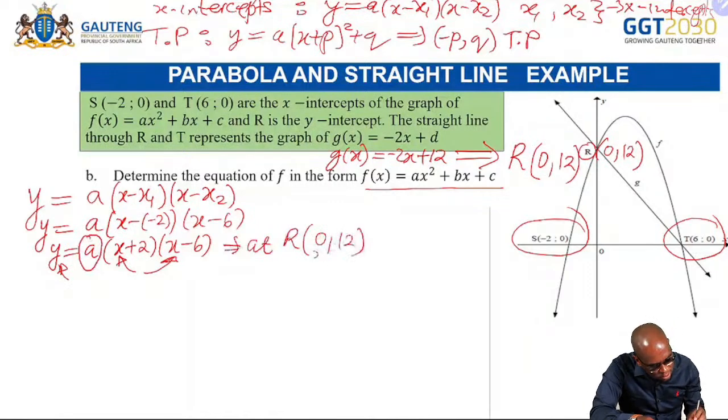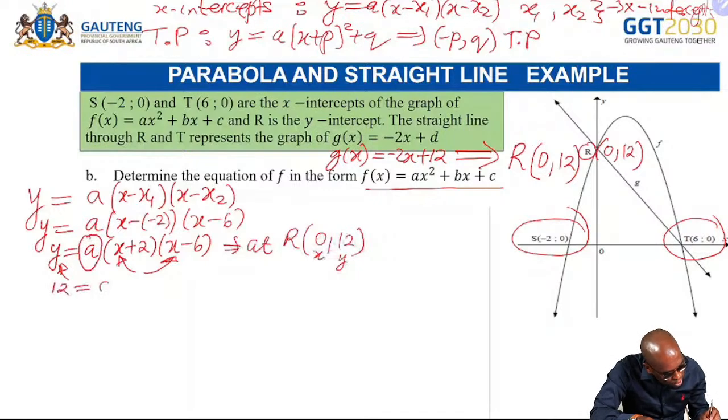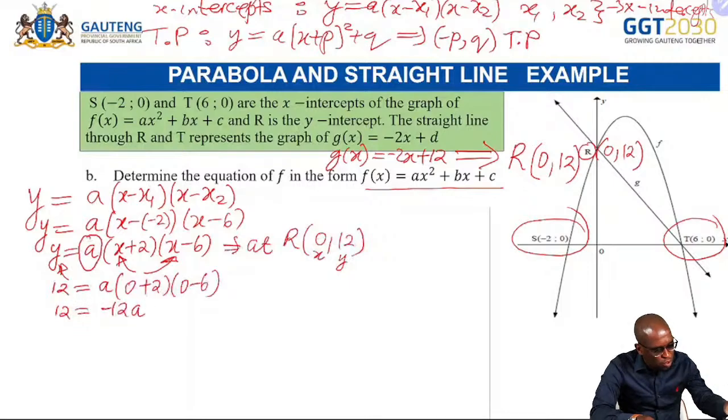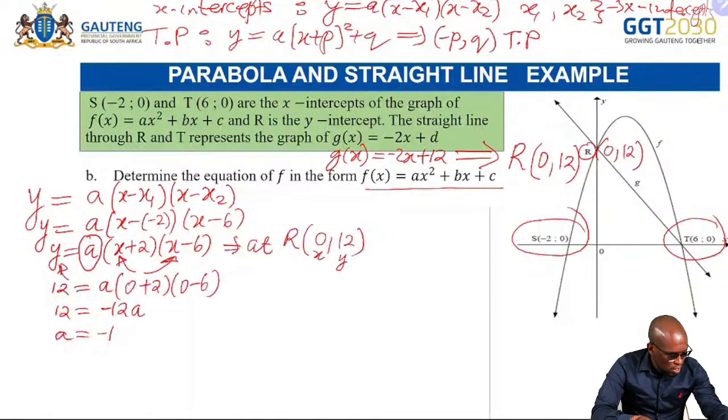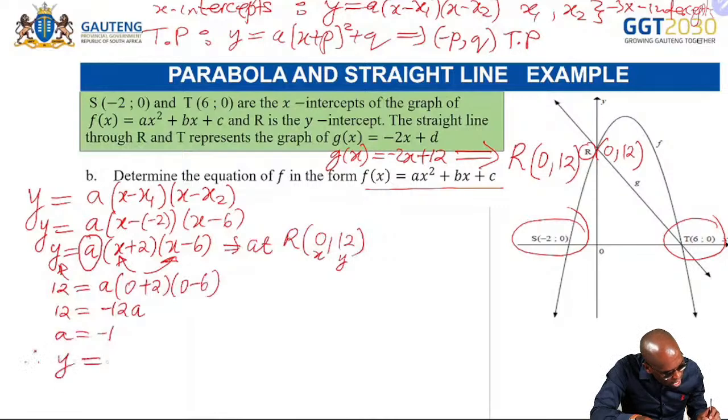Where we see x, we put 0. Where we see y, we put 12. So 12 equals a into (0 plus 2)(0 minus 6). So 12 equals minus 12a, because 0 plus 2 is 2, times minus 6, that's minus 12. So a is equal to negative 1.